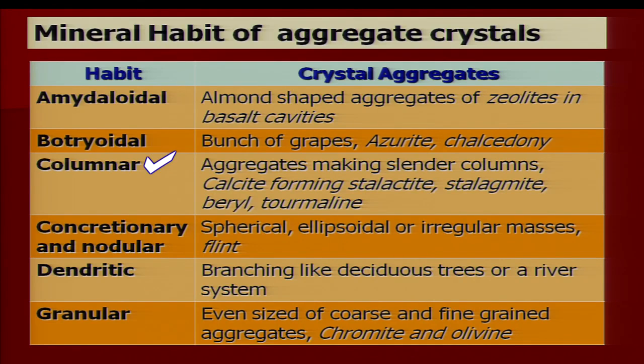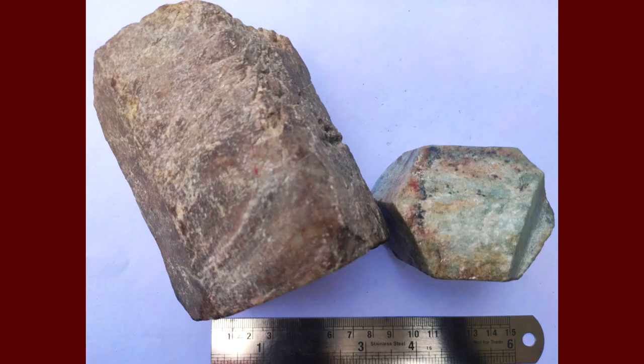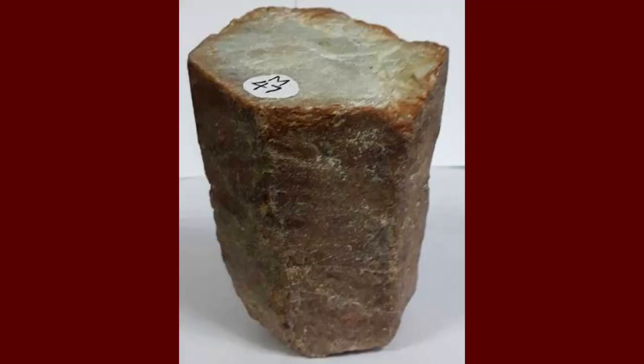Columnar habit means you have straight column like crystals clubbed together in the form of an aggregate, making slender columns. Examples are calcite forming stalactitic and stalagmitic columns, barrel straight columns, and the column size varies from a few centimeters to a few meters or tens of meters in size. Tourmaline also develops in the form of a columnar habit.